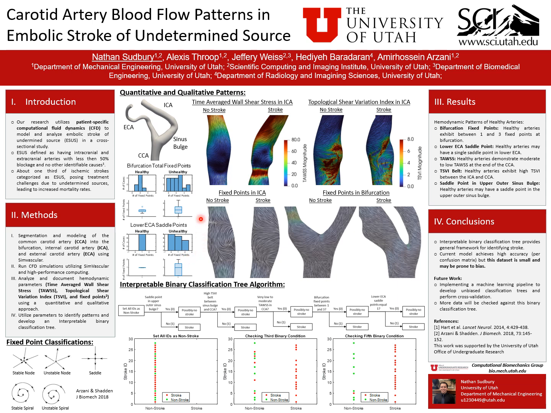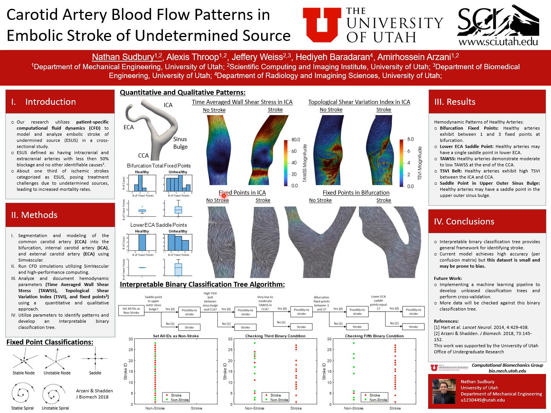For time average wall shear stress, you can see here in the ICA, which is this region right here for the sinus bulge, non-strokes typically have a nice uniform time average wall shear stress with no belt between the CCA and the sinus bulge, whereas strokes typically have that. And this is just a recurring pattern. More so for topological shear variation index in the ICA, non-strokes typically have a high TSVI between that CCA and sinus bulge, while strokes typically don't have that.